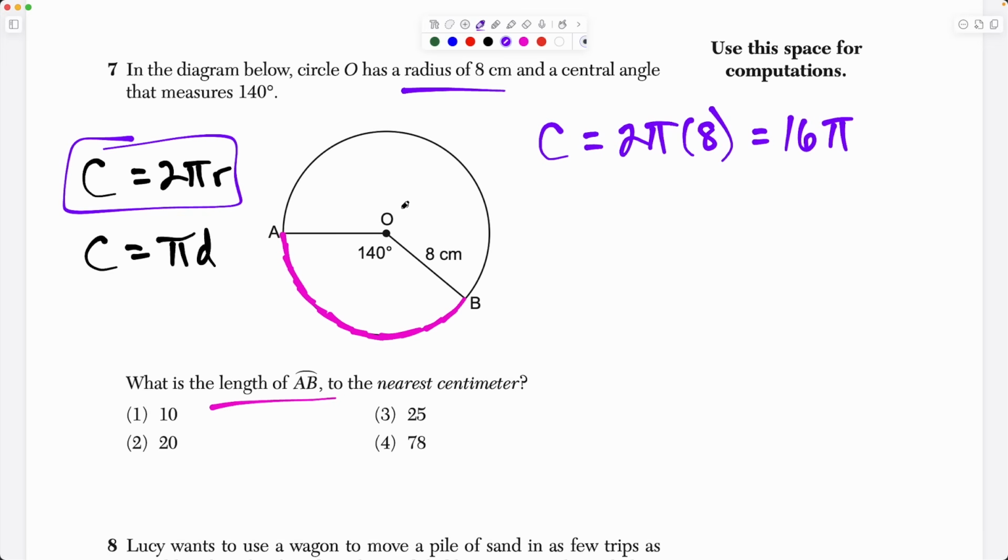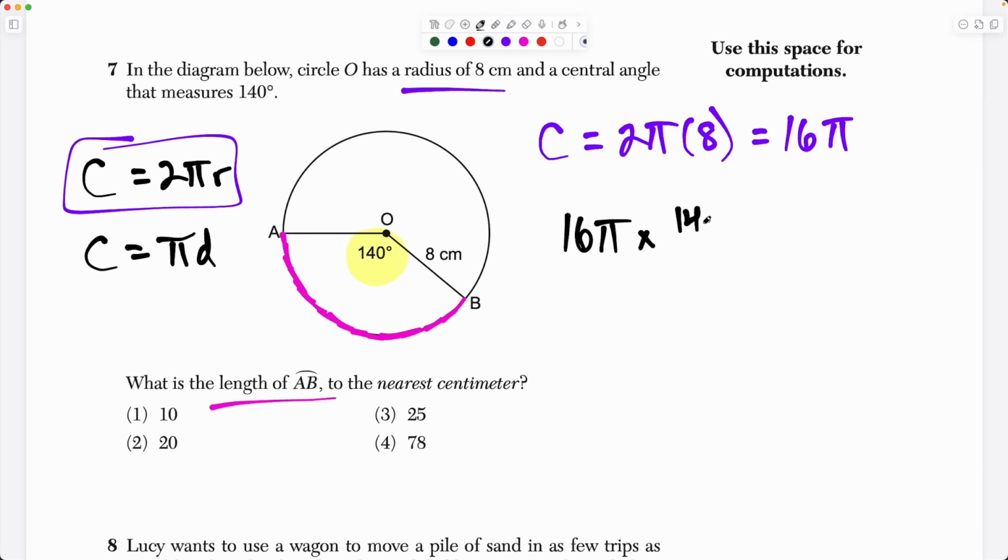But now we have to think about this. We're not looking at the entire circumference. We're taking a fraction of the circumference. And the way we determine how much to take is based on the central angle. So here we are taking the entire circumference, 16 pi, and we're just taking a fraction of that.